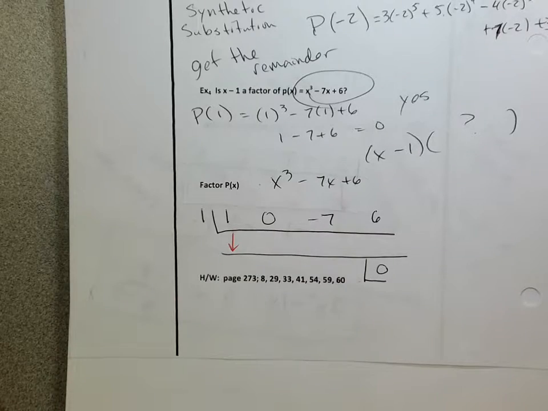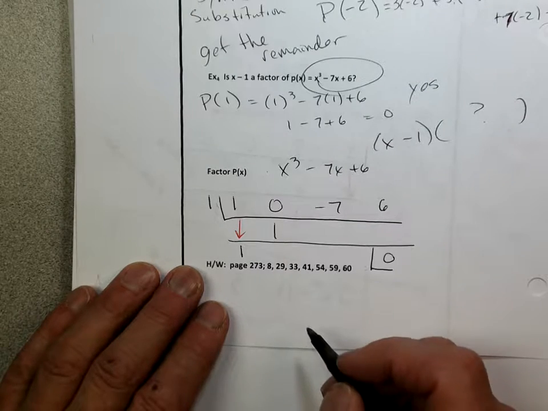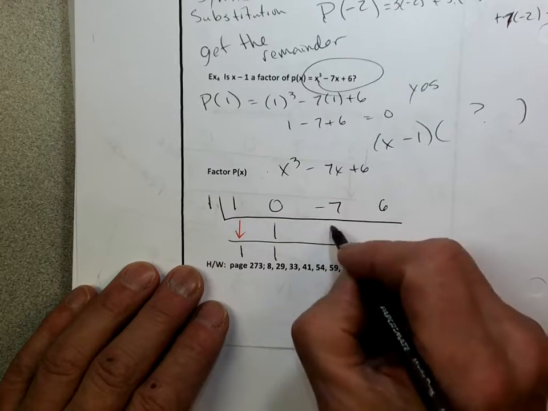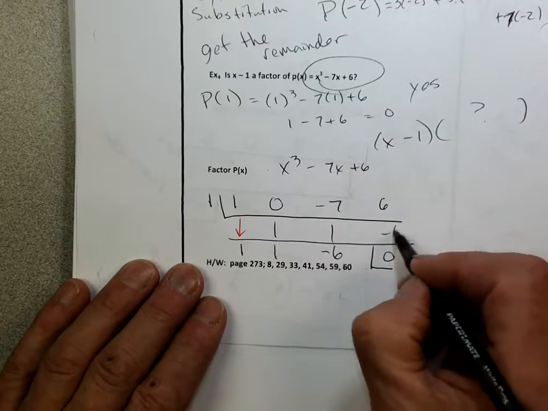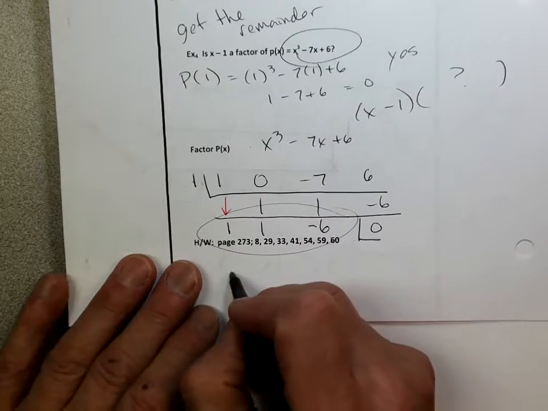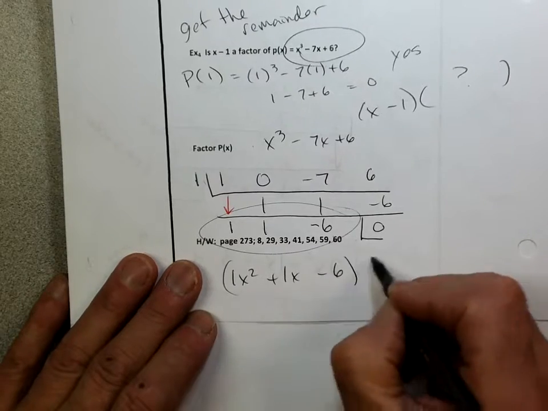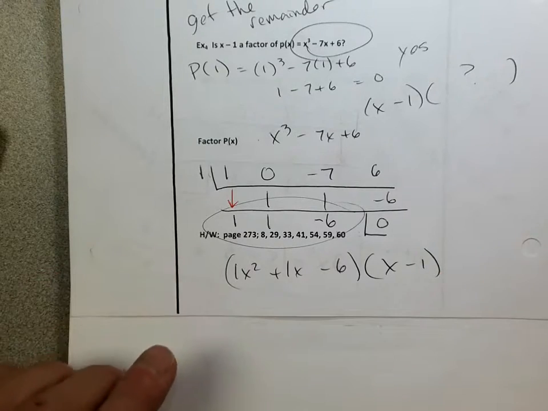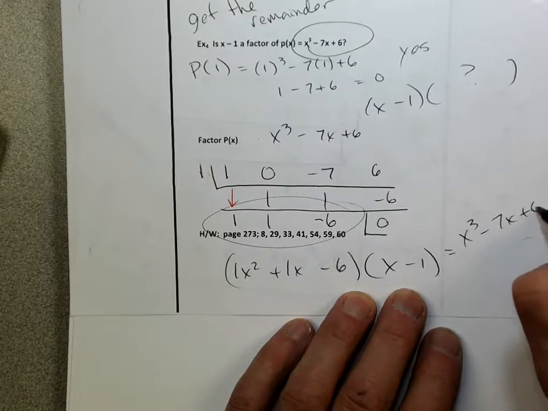Okay, comes down, get a 1, right? 1 times 1 is 1. Add them. 0 plus 1 is 1. Multiply. 1 times 1 is 1. Add them and I get a negative 6. Multiply and I get a negative 6, negative 0. So, the answer to this should be a 1x squared plus a 1x minus 6, right? Times x minus 1. This does equal our x cubed minus 7x plus 6, all right?